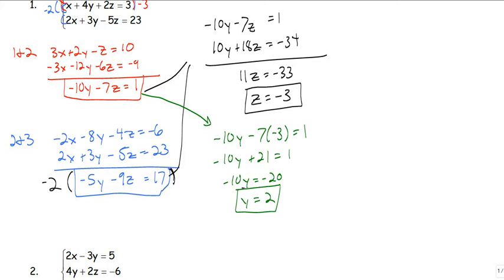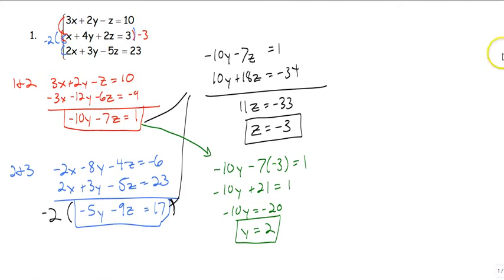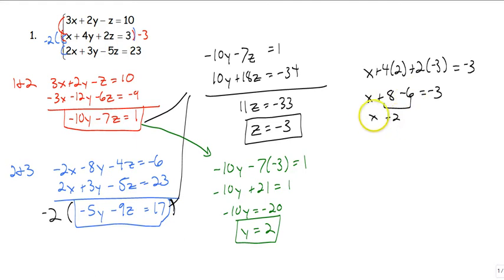Alright, we're almost there. Go back to one of the first equations with an x in it. I'm going to pick the middle one just because the x is by itself. And finally, we do x plus 4 times 2 plus 2 times negative 3 equals negative 3. X plus 8 plus negative 6, I should probably just say minus 6 there, is equal to negative 3. This is basically a positive 2. So x is equal to 1.